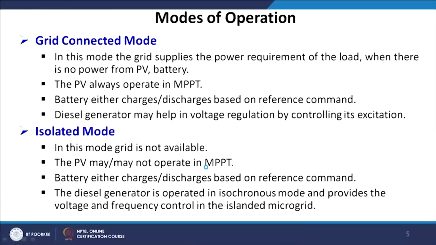The diesel generator is operated in asynchronous mode and provides the voltage and frequency control in the islanded grid. Very importantly, voltage regulation can be achieved by the diesel generator when it is connected to the main grid, but when it is isolated, both voltage and frequency regulation is possible through the diesel generator, which is available within my AC microgrid and is disconnected from the main system.